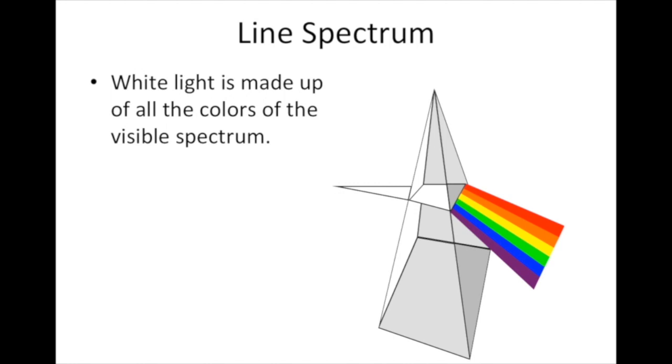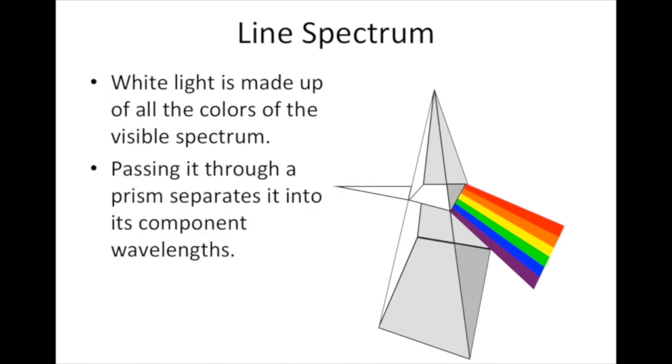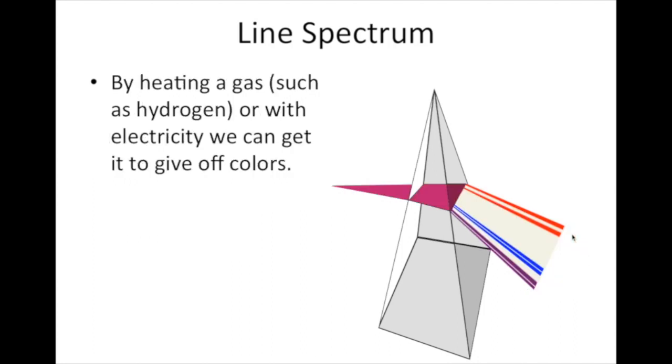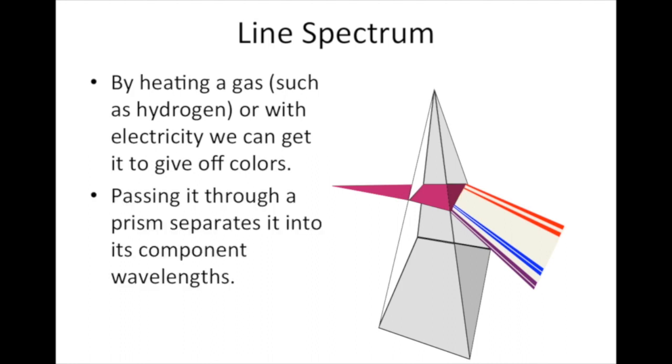White light is made up of all the different colors of the visible spectrum. So when we pass white light, something like sunlight, through a prism, it gets separated into what we call a continuous spectrum, which shows all the different colors of the visible spectrum. By heating a gas, such as hydrogen, with electricity, it will also give off a color. If we pass the light through a prism, it gets separated into its component wavelengths.